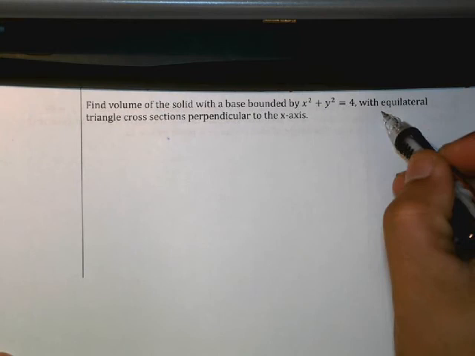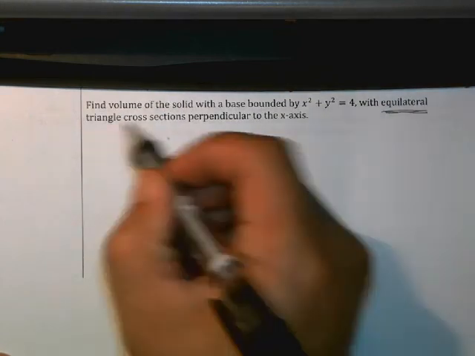Welcome to the continuing series of videos on finding volumes of objects that have a known cross-section. And we continue with another example. This time, instead of using square cross-sections, we are going to use equilateral triangle cross-sections.